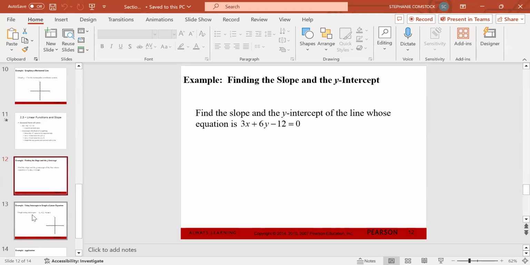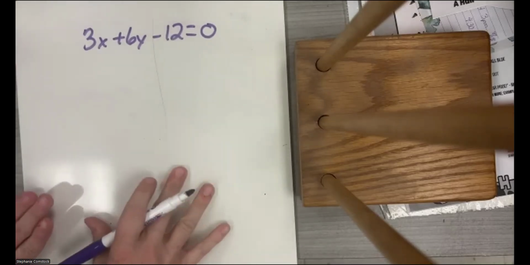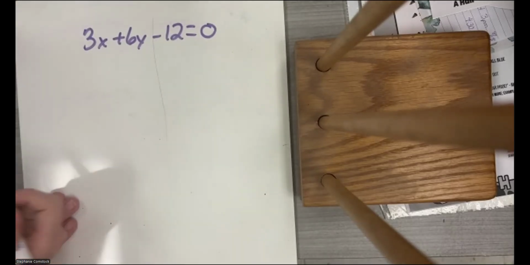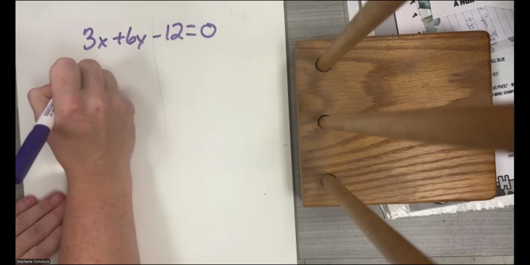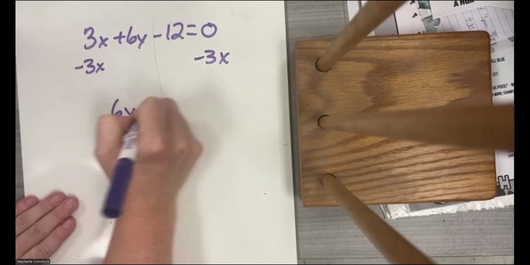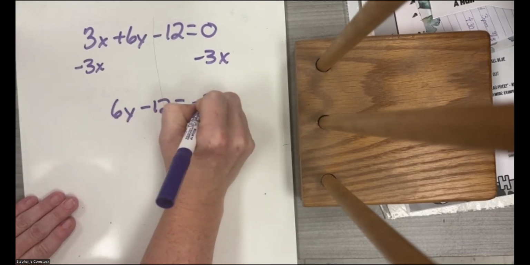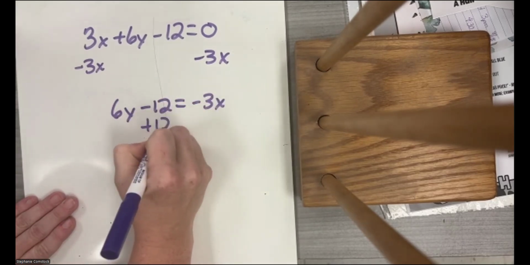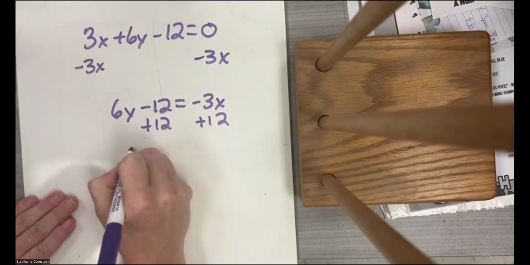Okay, so taking a look, they want us to find the slope and the y-intercept. So this is just manipulating forms for 3x plus 6y minus 12 equals 0. So starting with this one, we're needing to get our slope and our intercept. So we're just manipulating. I'm going to start by subtracting the 3x to move it over to the other side. I'm going to add the 12 to move it over to the other side.